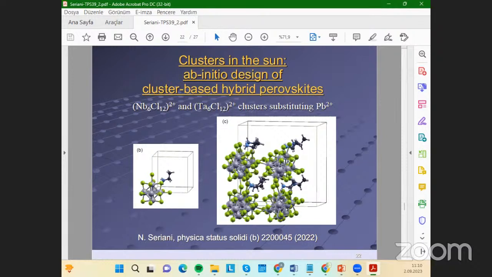So this is some encouraging result, but of course the possibility that there may be other competing phases is huge. And since they have not been synthesized yet, for the moment this is still a theoretical hypothesis, but still I think it's important to come up with ideas and use our method to support them. So this is my contribution towards design of perovskites so far.